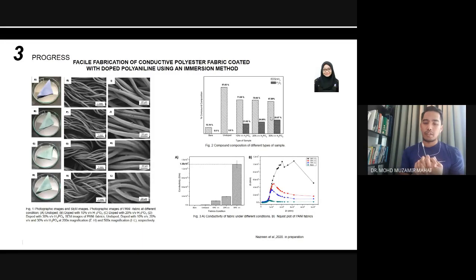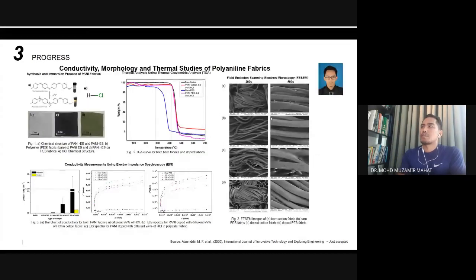Interesting part about it, as I said earlier, we are trying to develop a library that can suit any specific application. So in the future, if you come to me and say, okay, doctor, I would like to have a conductive fabric, flexible, with a certain amount of conductivity, I can say, okay, you can use this formula. That was the reason why we have a range of types of acid incorporated into the fabrics.